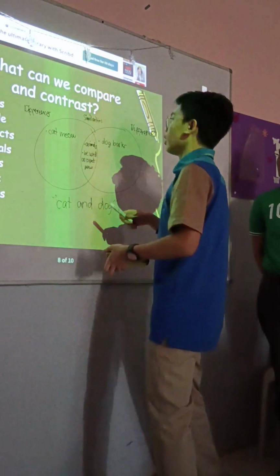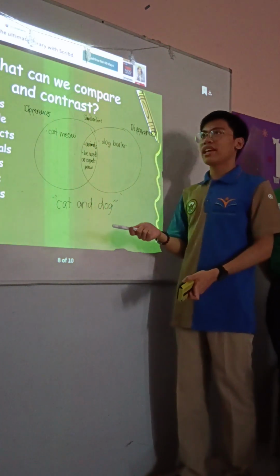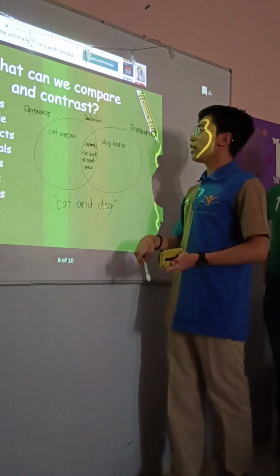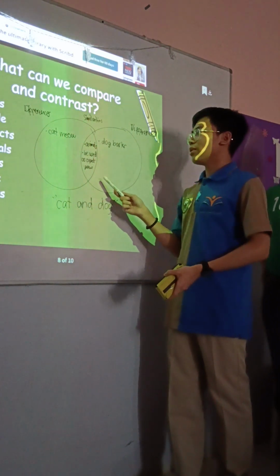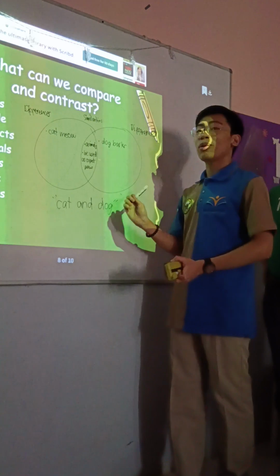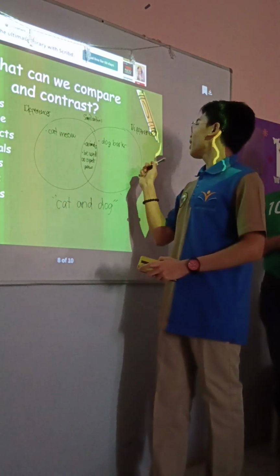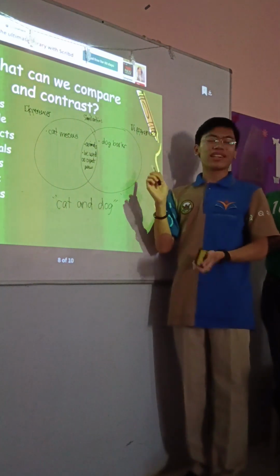Let us know. For animals, we use the cat and the dog, just like yesterday with the vehicle, if you guys can remember. For similarities, both the cat and the dog are animals and can be used as pets, and they both have paws. For the differences, a cat meows and a dog barks.